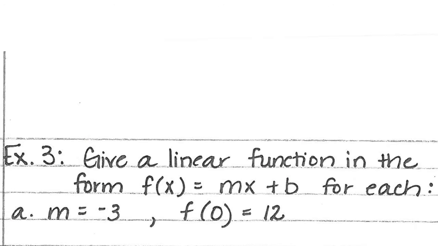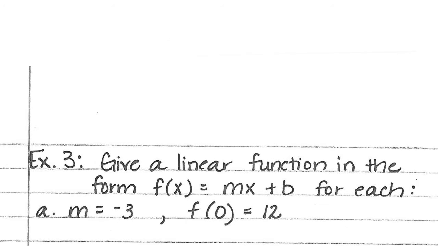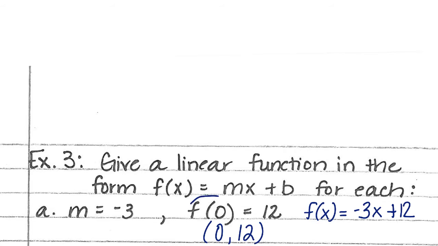So the next set of questions are the same thing, just building those lines. So notice in letter A, it says m is -3, so that is your slope, and f of 0 is 12. Well, this was so nice of them, because notice when x is 0, y is 12. So f of x is equal to my slope, which was -3x. Well, here's the b. The b is the y-intercept, plus 12. It just looks different, so just notice now we're going to write this as a point.